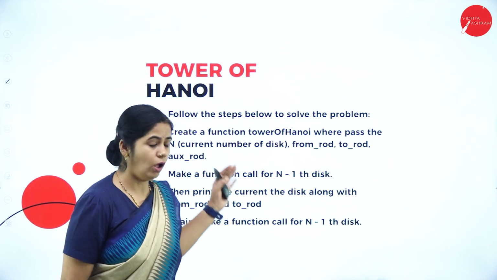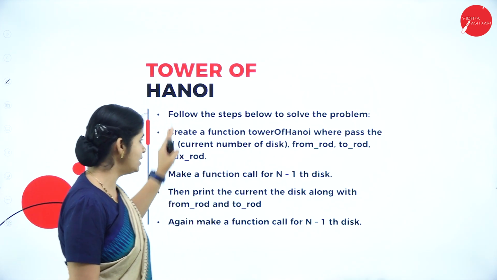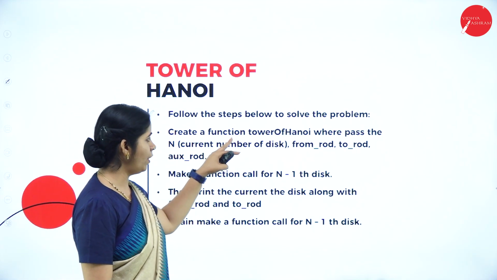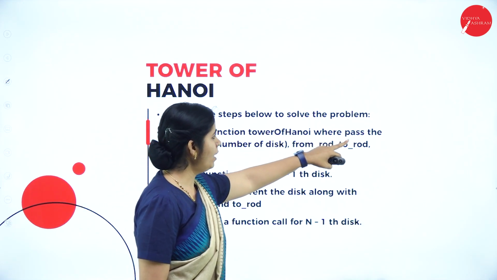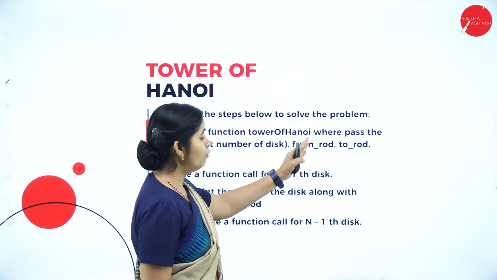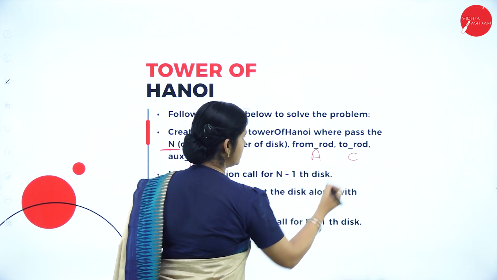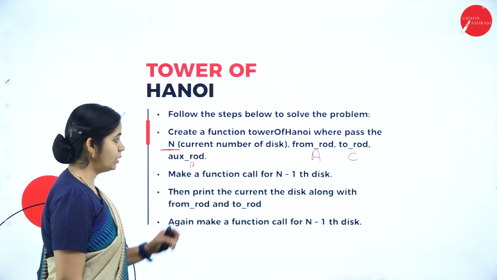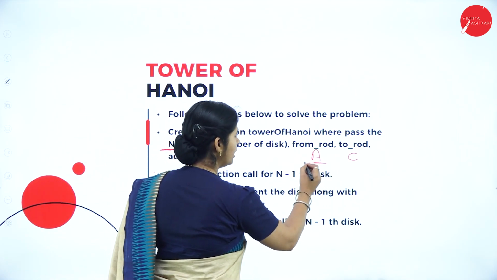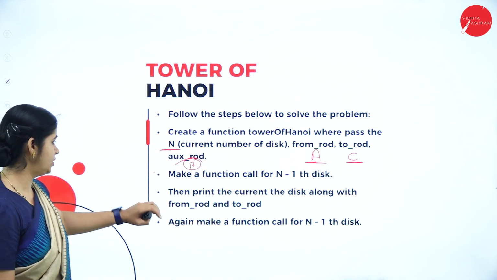The Tower of Hanoi algorithm that we have: follow the steps below to solve the problem. This is an algorithm for solving the puzzle of Tower of Hanoi. Create a function Tower of Hanoi where we pass the n value, n being the number of disks, and from which rod to which rod we are moving. From A to C using B. What we are doing is transferring n number of disks from tower A to tower C using B. That is the first thing.